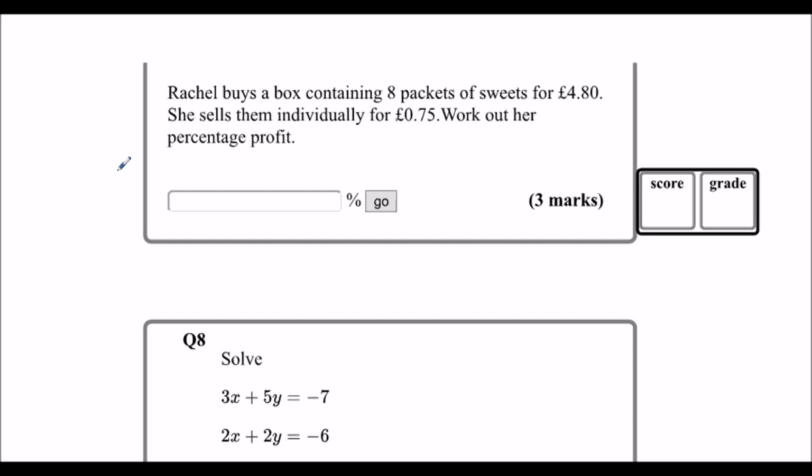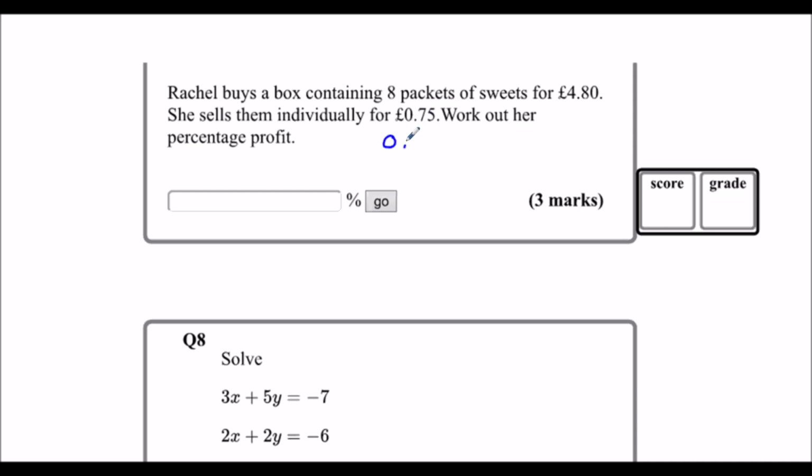Question 7. Rachel buys a box containing 8 packets of sweets for £4.80. She sells them individually for 75p. Work out her percentage profit. So there's 2 ways of doing this. We can either work out the price that she paid for one packet by doing £4.80 divided by 8, and then work out the percentage profit just based on one packet. Or we could times 75p by 8 to work out how much money she gets in. I think that would be easier.